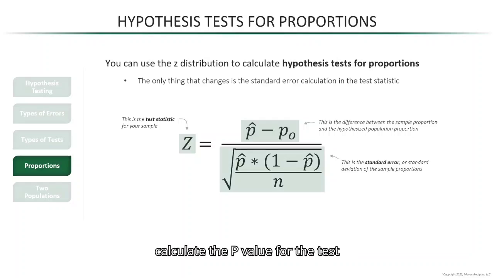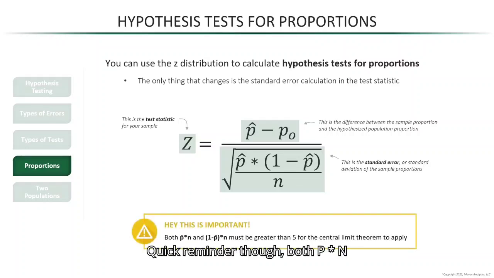You calculate the p-value for the test statistic, and then compare that to alpha. Quick reminder though, both p times n and 1 minus p times n, p being the sample proportion, must be greater than 5 for the central limit theorem to apply.